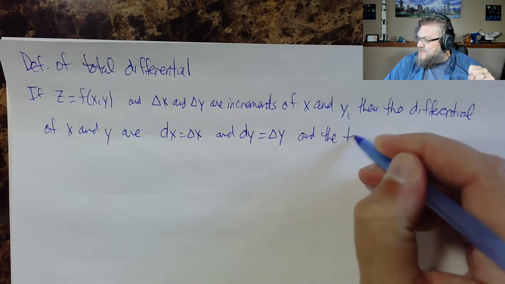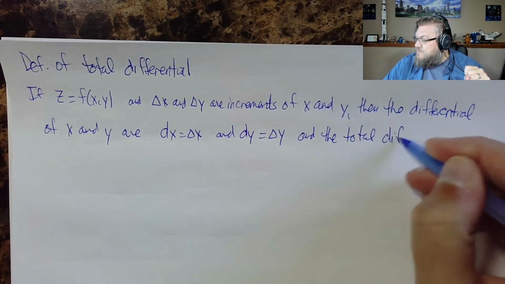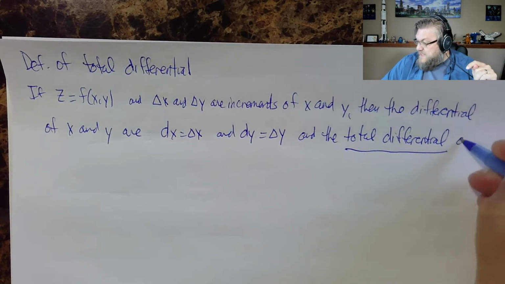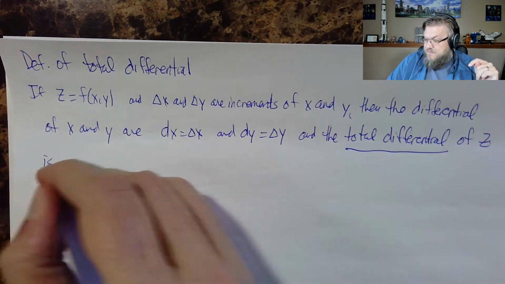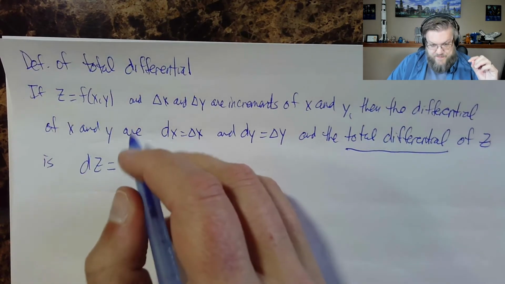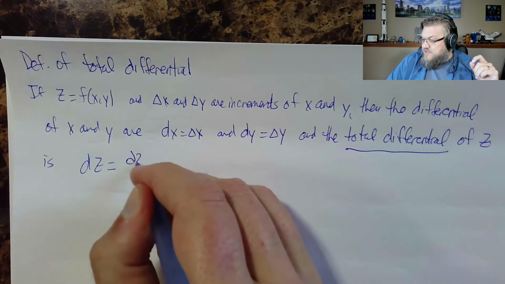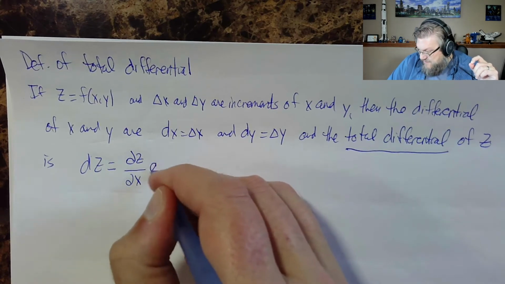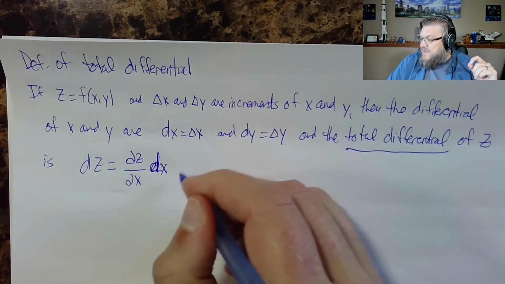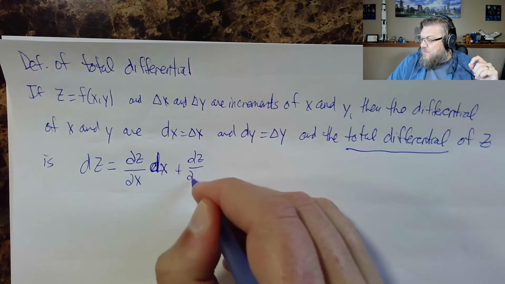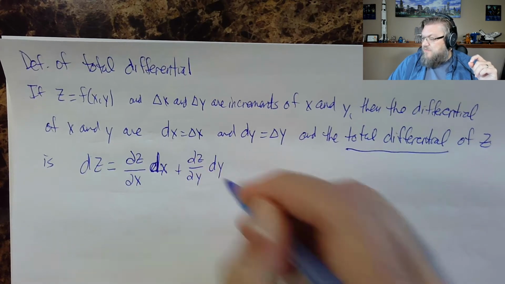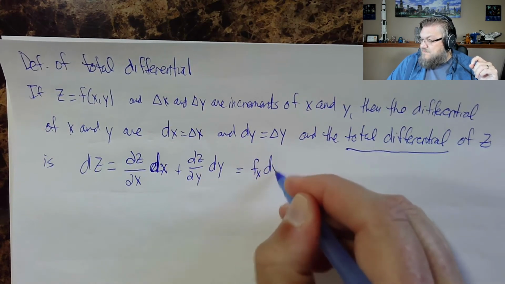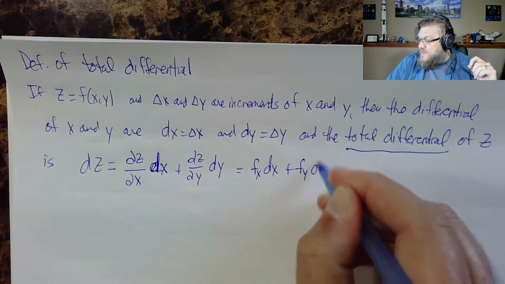So now I can say, the total differential of z is dz equals the partial of z with respect to x times the differential of x plus the partial of z with respect to y times the differential of y. Said another way, it's fx dx plus fy dy.